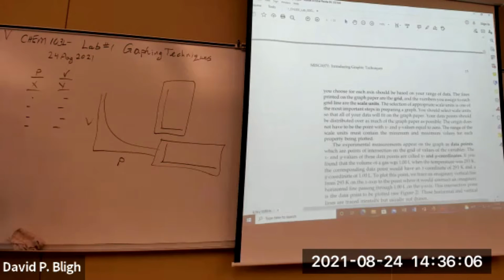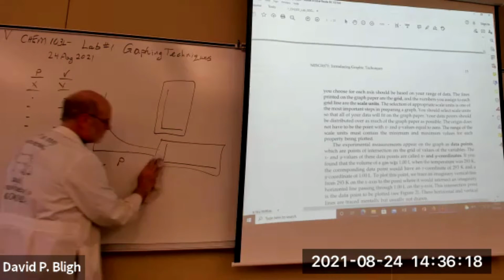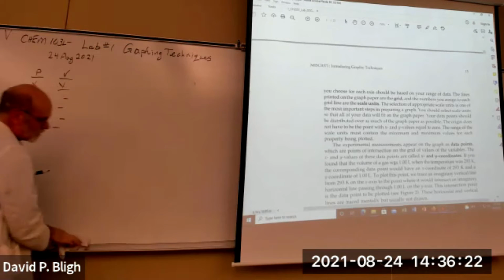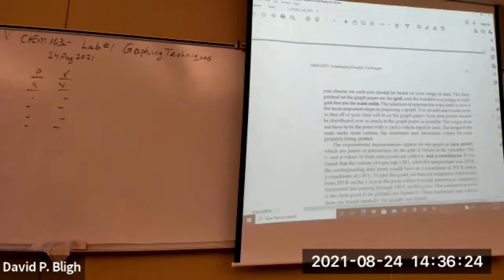Then once you've decided your orientation, you need to look at the range of actual values. And how do you present those values in your graph? So that's what we're talking about here with the scale units. What are your scale units going to be?